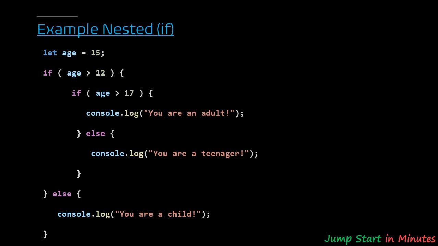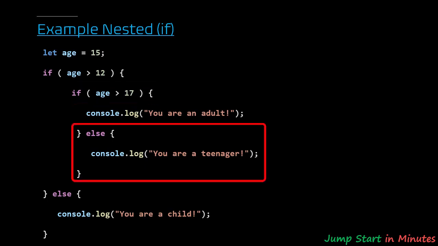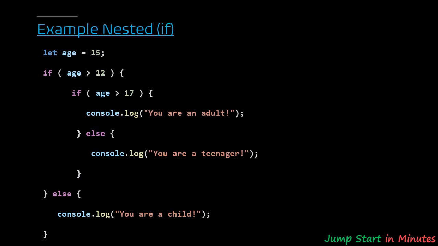Here is an example for nested if. Here we are declaring a variable named age, and assigning a value of 15 to it. Then we are checking if the value in the variable age is greater than 12, which in this case is true. Then it goes and checks the next condition, which is nested within the first if block, and we are checking if the age is greater than 17, which in this case is false. Then it will go into the else block and it will log you are a teenager, and after that it will exit out of the if block, both the inside if block as well as the outer if block.